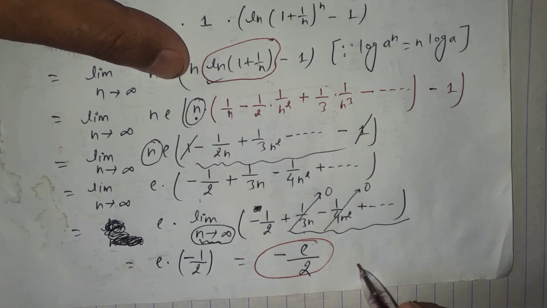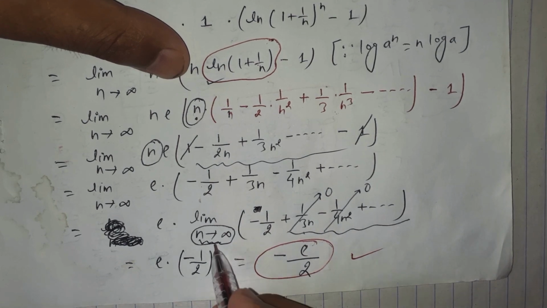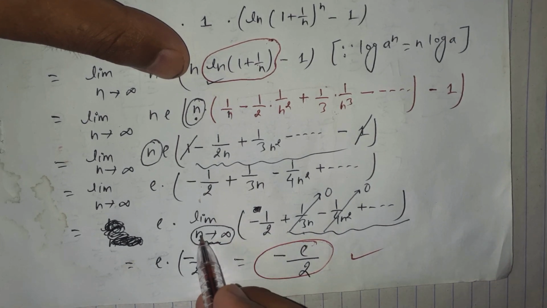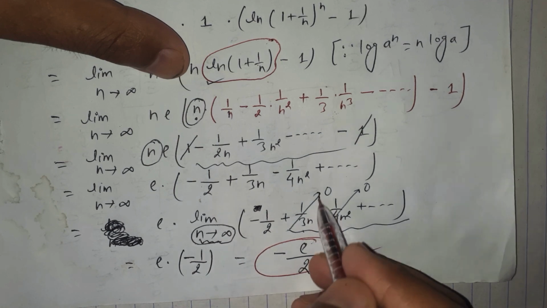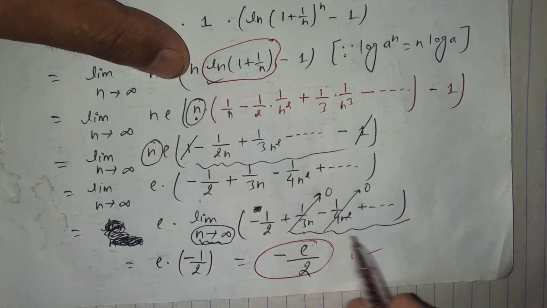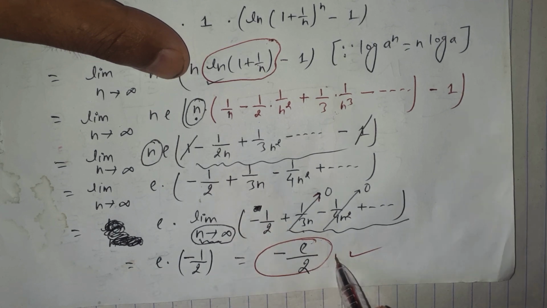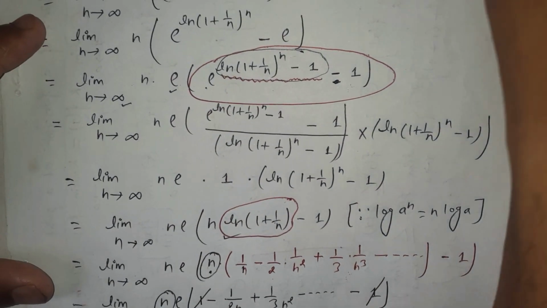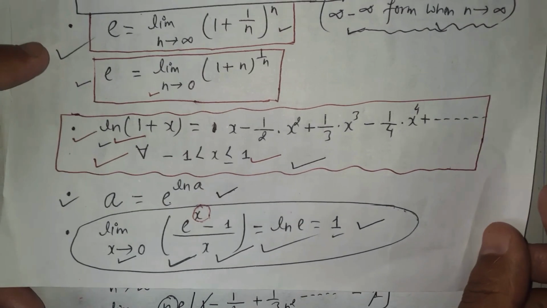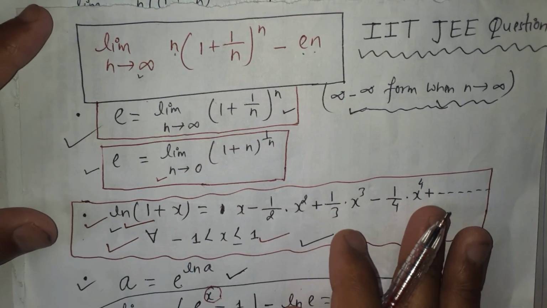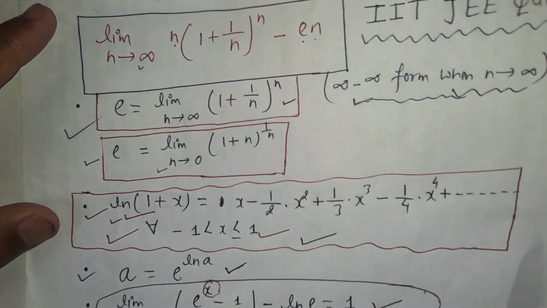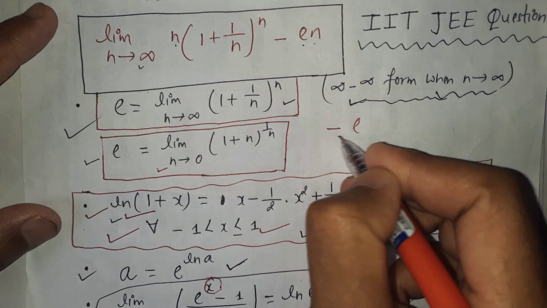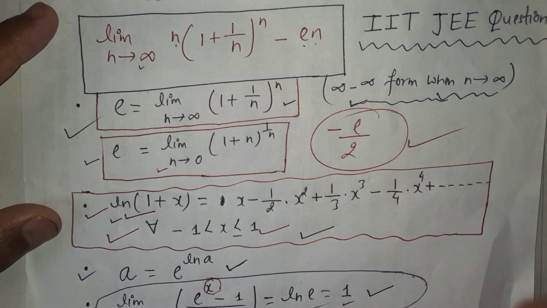This is the final answer of this question. Here in this step we just approach n as infinity, and the terms after the first term approach 0, so the negative 1 over 2 will remain. e times negative 1 over 2 gives negative e over 2. Finally we solve this question by using this concept, by using this formula. The final answer is negative e over 2.